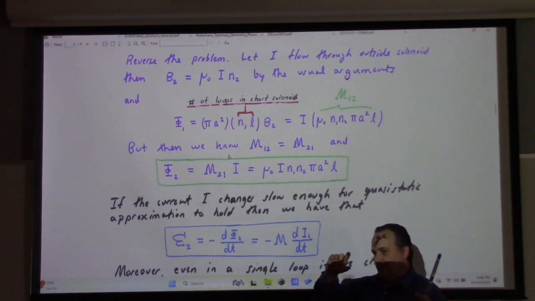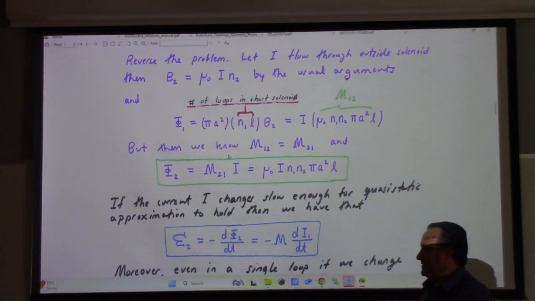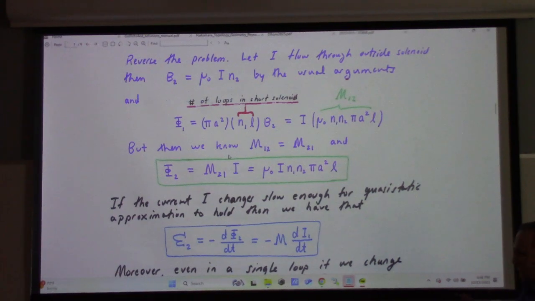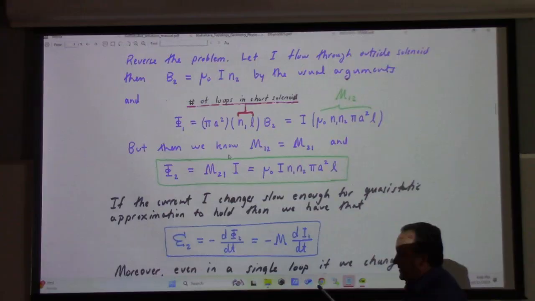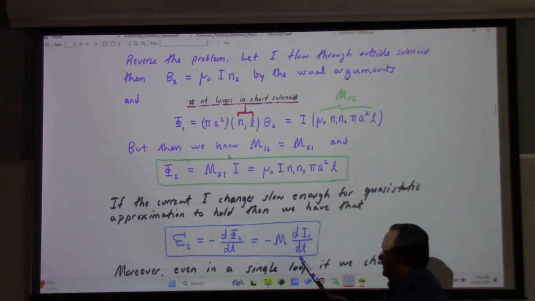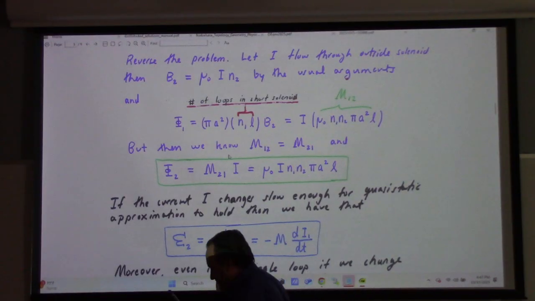There's some sleight of hand here in the term loop. It should be interpreted through the example. And you'll see it again in the next example. But anyway, M is, of course, a constant with respect to time, right? We're not moving the loops. And so minus M dI/dt gives you the voltage induced.